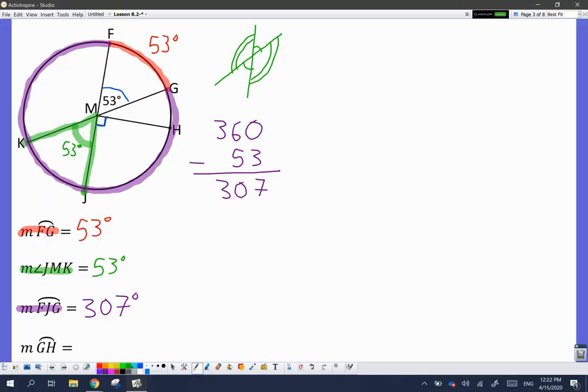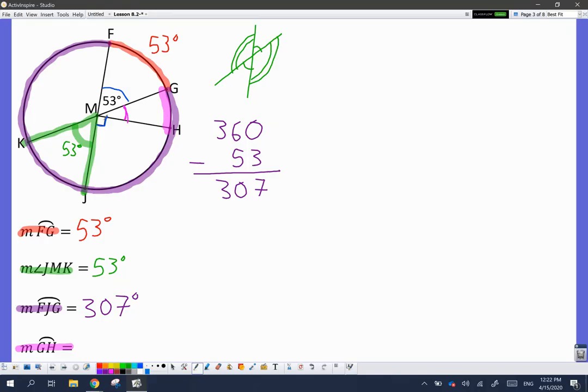Finally, I need to find the measure of arc GH. So let's highlight that one in pink. And so if I look for GH, I know it's a minor arc. G and H are right there, so my arc is here. So now to find the measure of arc GH, again, I can find the measure of the central angle, and that'll give me the measure of the arc here. So the question is, how do I find that?